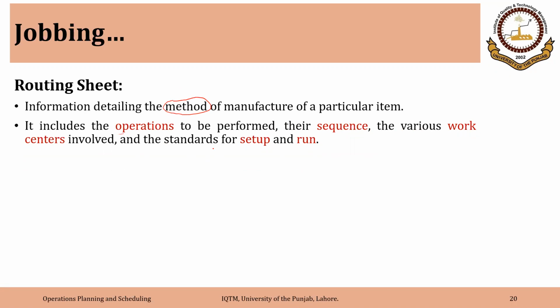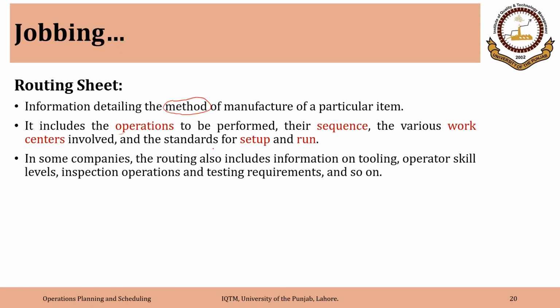So basically, it tells what machines will be used to make a certain product, what operations will be performed on each machine, what will be the sequence of those operations, and what is the time that should be spent to make that product at each of the machines.